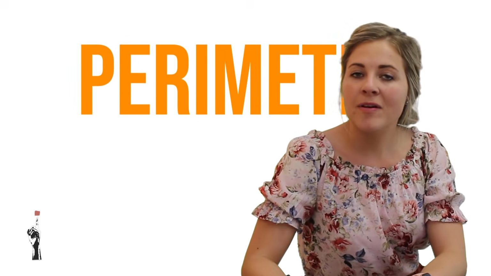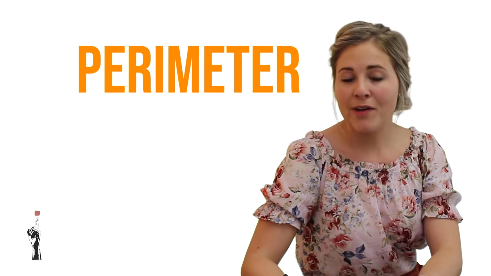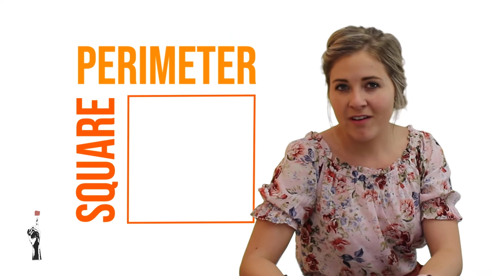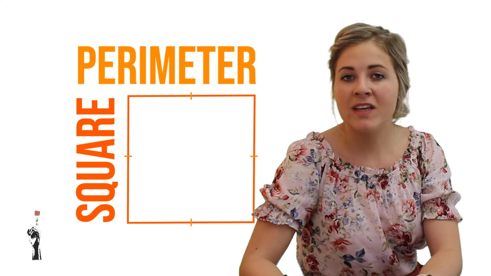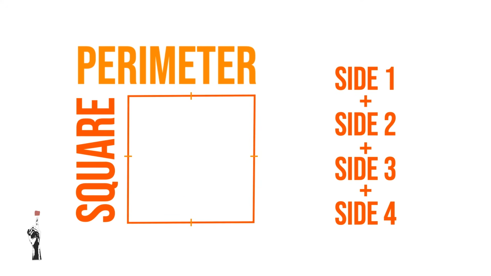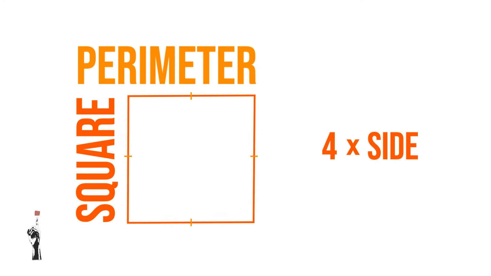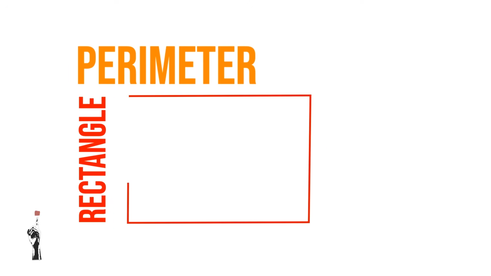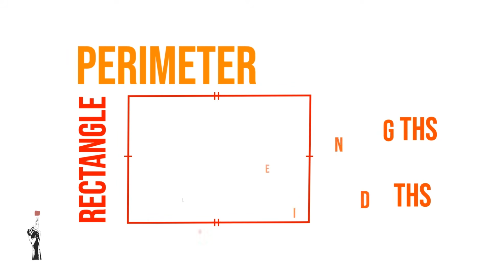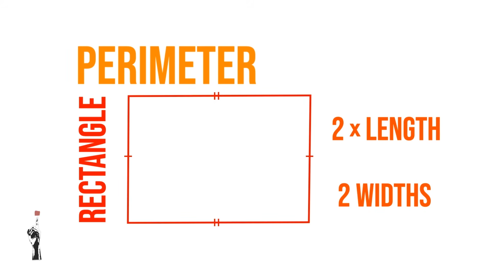To calculate the perimeter of a square, we already know that all four sides of the square are equal. Therefore, we can just add all four of the sides together to find the perimeter. Or we can say 4 times side. For a rectangle, we know that two pairs of opposite sides are equal. Therefore, I have two lengths and I have two widths. So to calculate the perimeter of the rectangle, I can say 2 times length plus 2 times width.